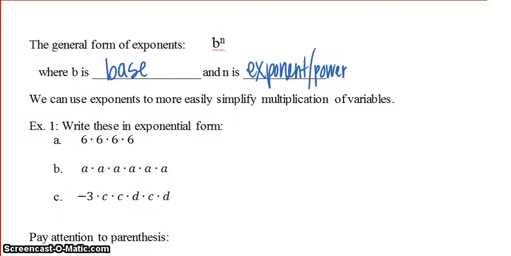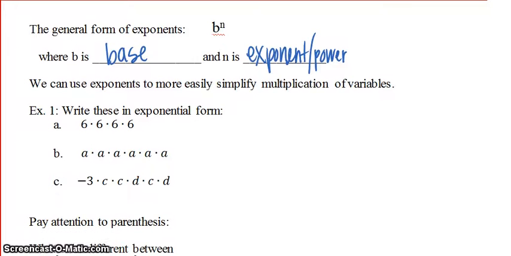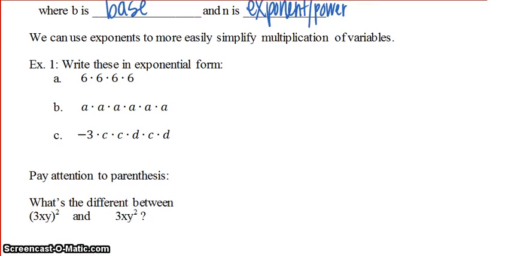Now, we can use exponents to more easily simplify multiplication of variables. So, for example, we can write these in exponential form. Instead of saying 6 times 6 times 6 times 6, we know that we have a base of 6, because that's what's being multiplied together, and how many of them we have is 4. So it's 6 to the 4th. Again, what is being multiplied? A is being multiplied, so that's our base. And then we count how many: 1, 2, 3, 4, 5, 6. So that would be our power, because that's how many times A is being multiplied together. So it's A to the 6th.